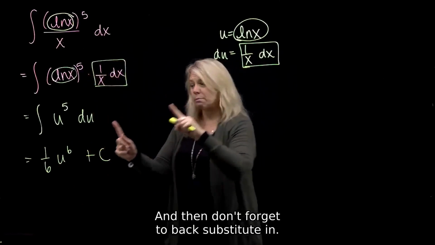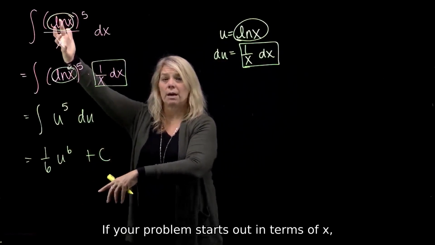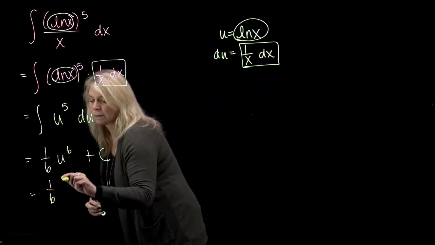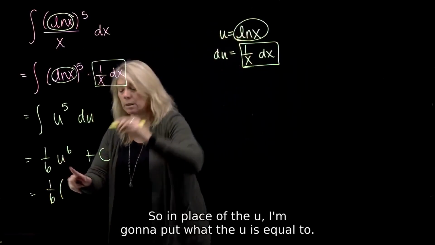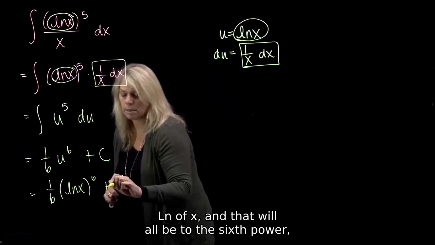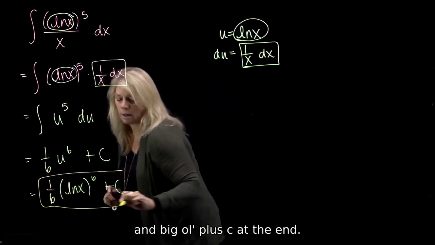And then don't forget to back substitute in. If your problem starts out in terms of x, you need to make sure that your answer is also in terms of x. So in place of the u, I'm going to put what the u is equal to, ln of x. And that will all be to the sixth power and a big old plus c at the end.